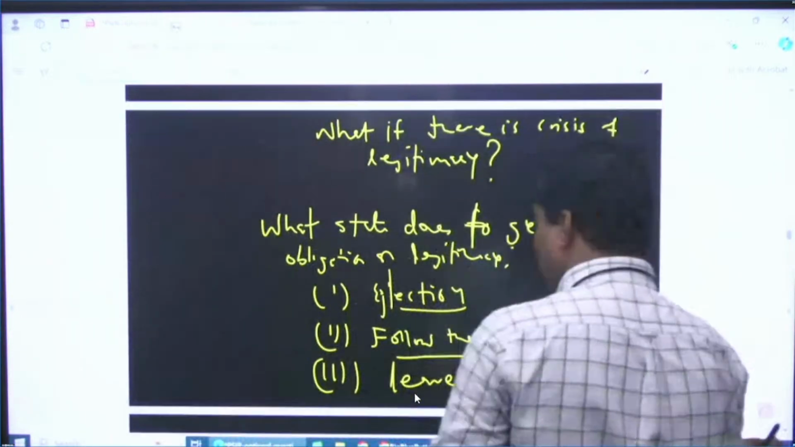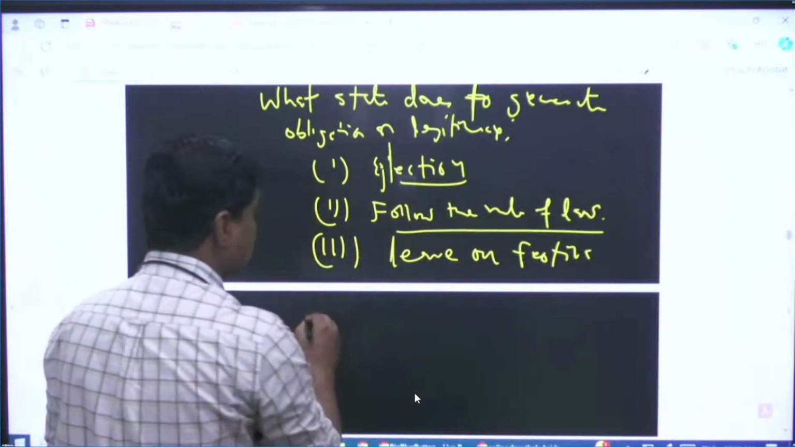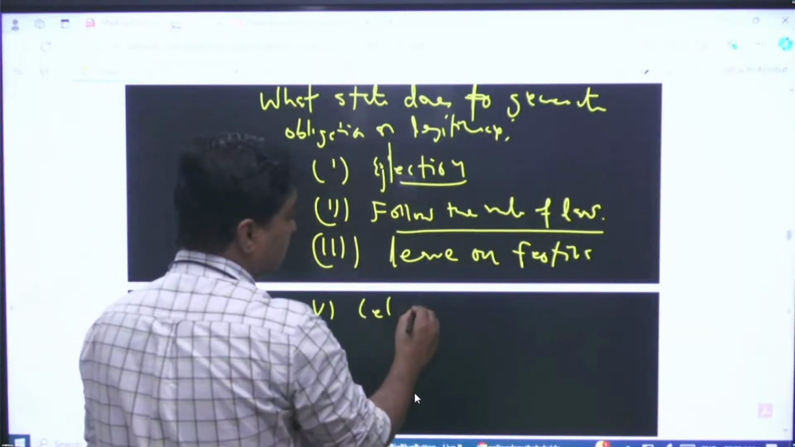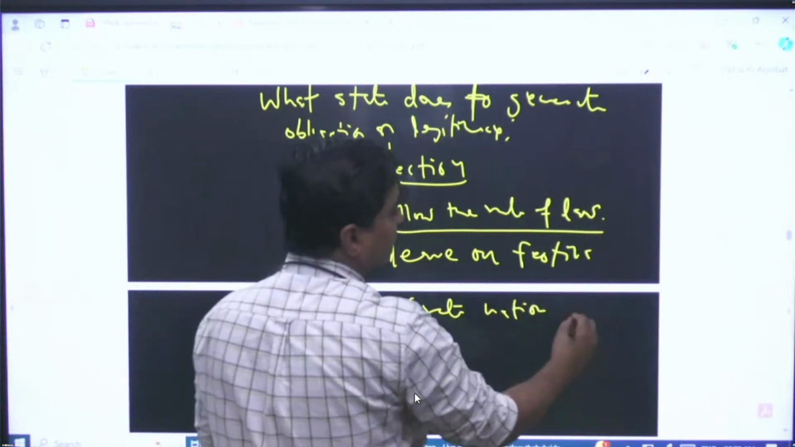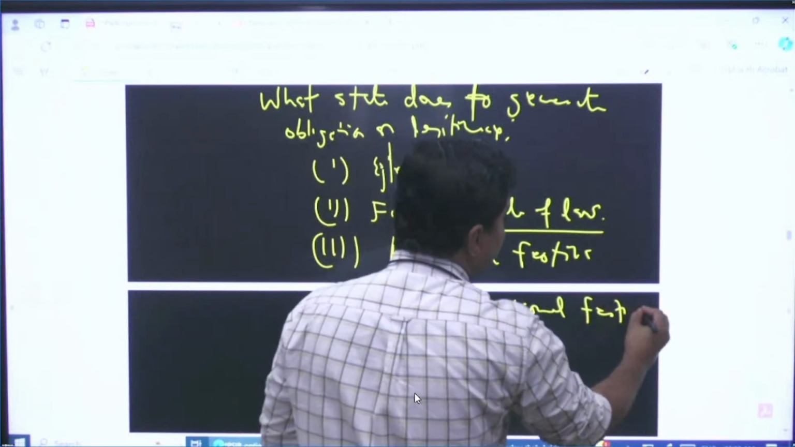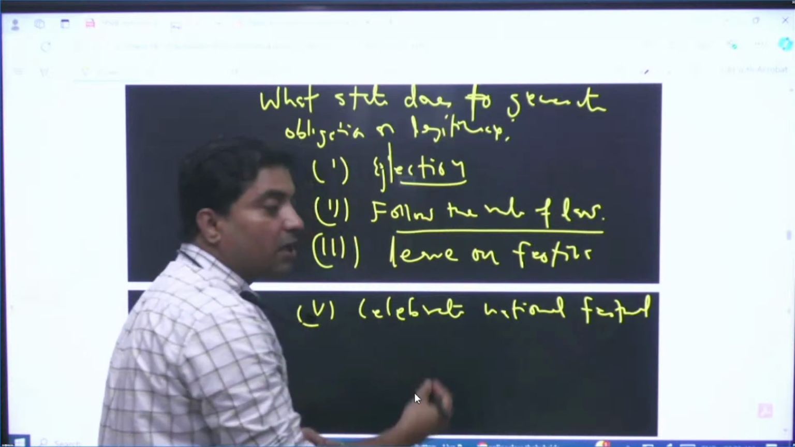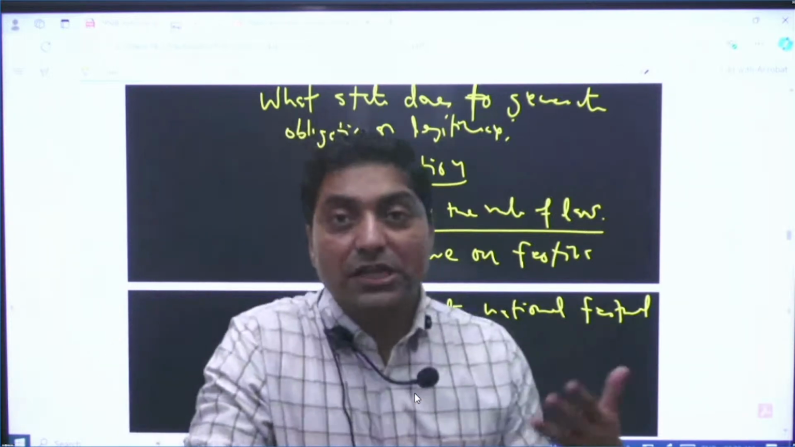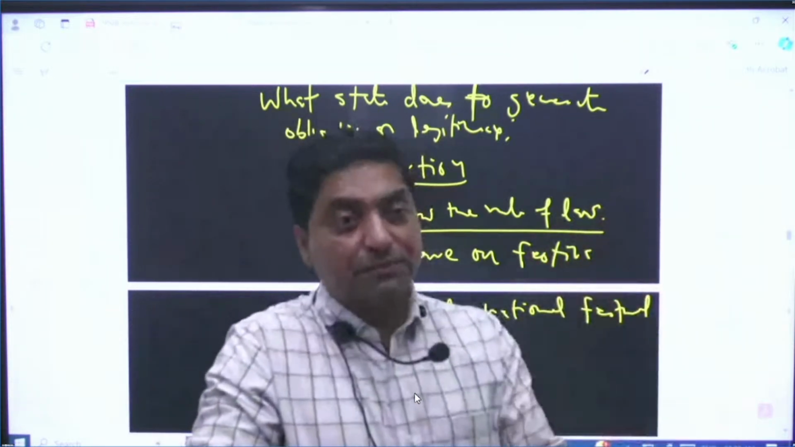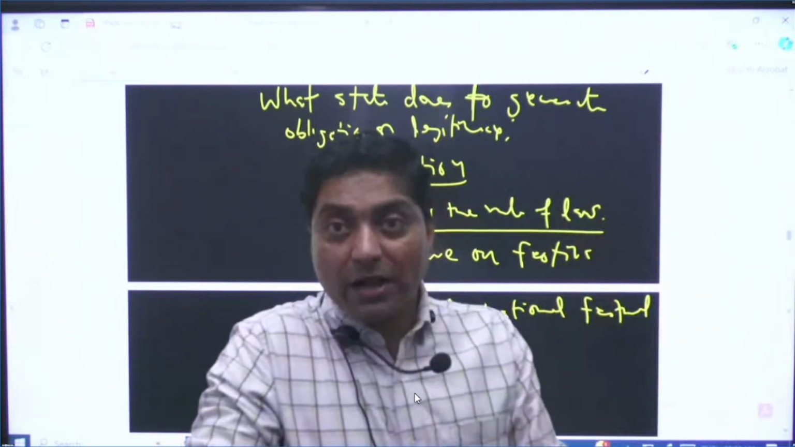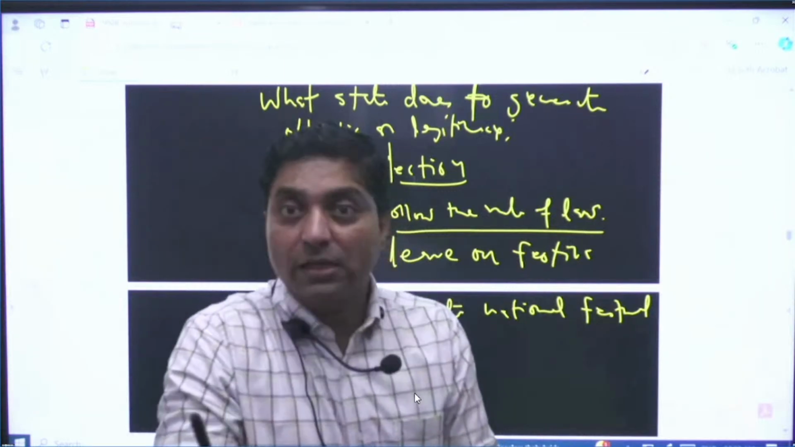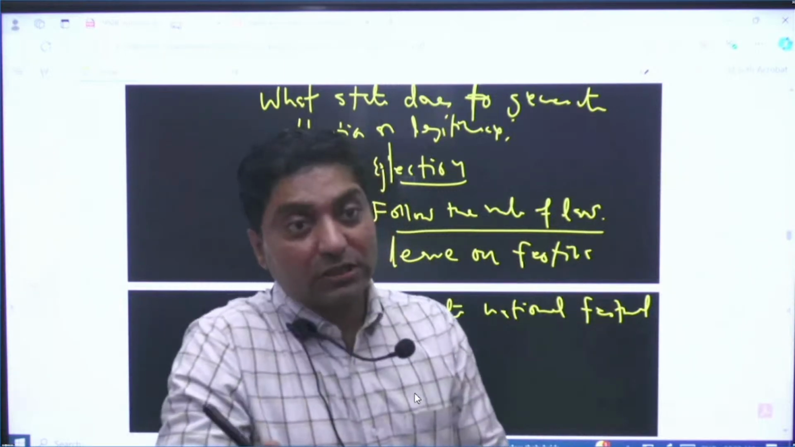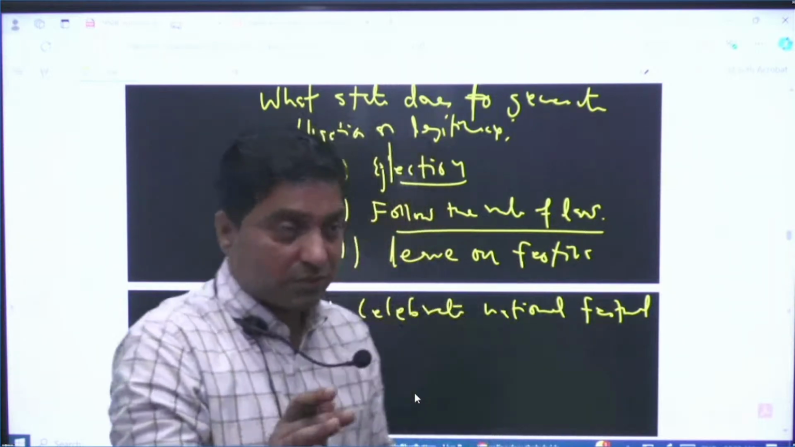Then, celebrate national festivals. For example, Har Ghar Tiranga was actually to earn legitimacy from the people. If people would not have taken the Har Ghar Tiranga campaign seriously, the government would have thought that there is a serious issue, right?